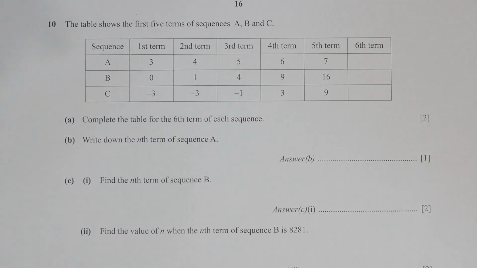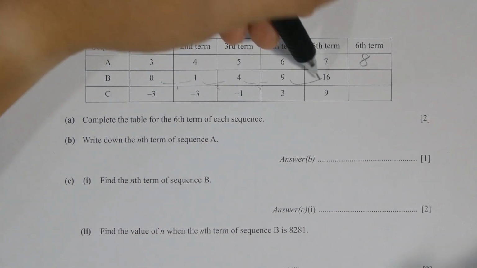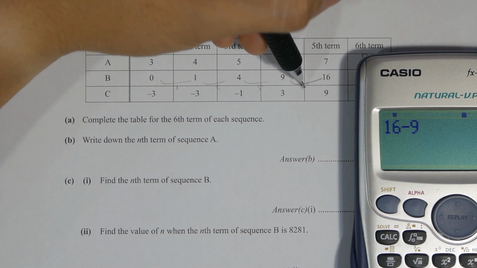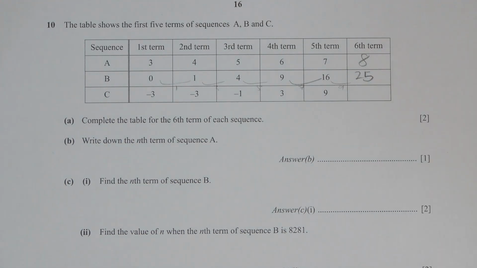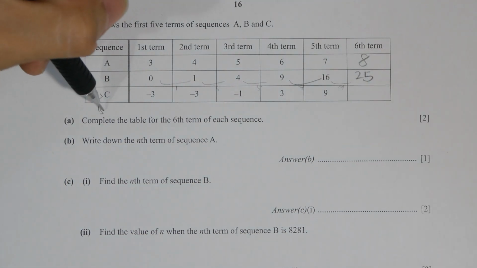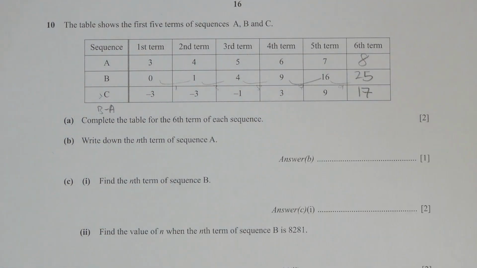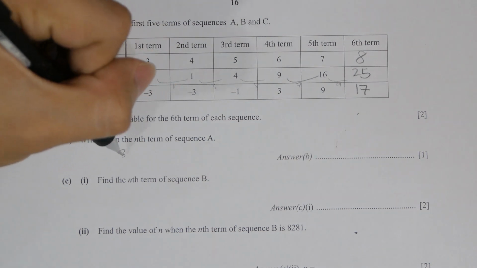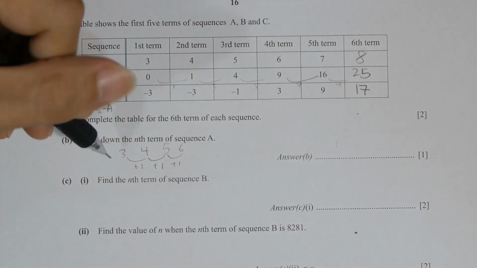So for question 10 part A. As you can see, it is increased by 1 for each term. Hence, its sixth term will be 8. Whereby for part B, okay, it is odd numbers increase. So 16 plus 9, it will be 25. Whereby for C, it is relatively tricky. You are required to take B minus A to get C's value. So just take 25 minus 8, then you will get 17.